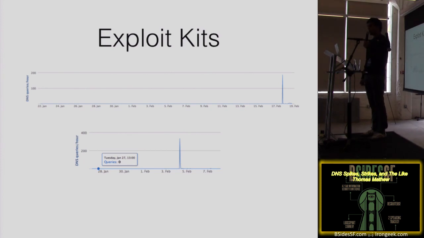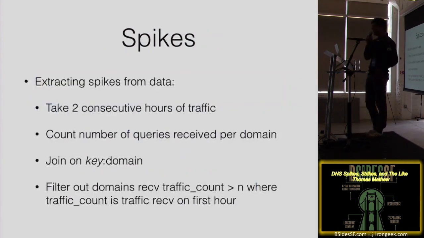So really, we're looking for a spike-like pattern within the DNS query pattern. Because as you can see, on February 17th, at around 12, a set of users suddenly put out a host of DNS queries to an exploit kit domain. So with this idea, let's form a very basic algorithm to help us extract spikes from domains. Let's take 2 consecutive hours of recursive DNS traffic. Recursive DNS traffic contains information regarding a timestamp, the client IP that is requesting the DNS, the domain name itself, and a set of R codes and Q codes.